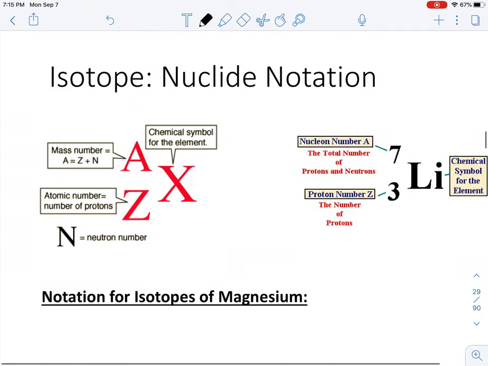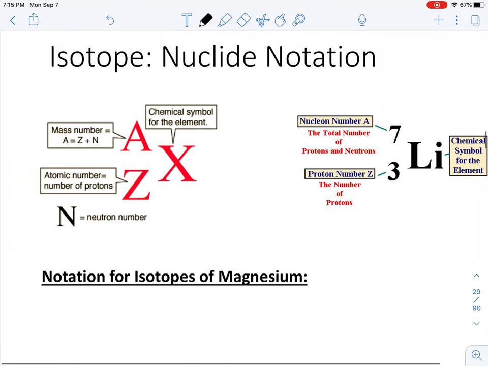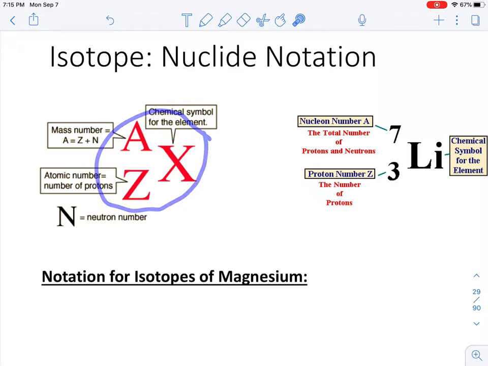I'm just going to go ahead and go down here at the bottom. There's already an image for it. The nuclide notation is very specific. Here X represents the chemical symbol for the element, and then A once again represents the mass number or the atomic mass.